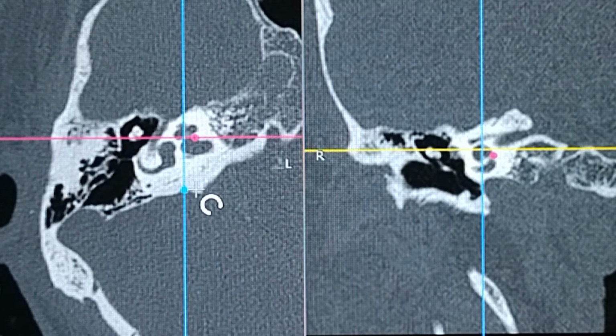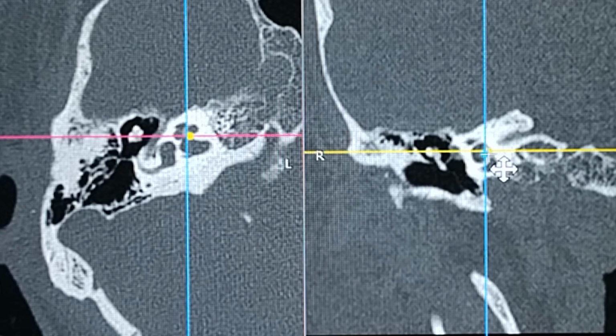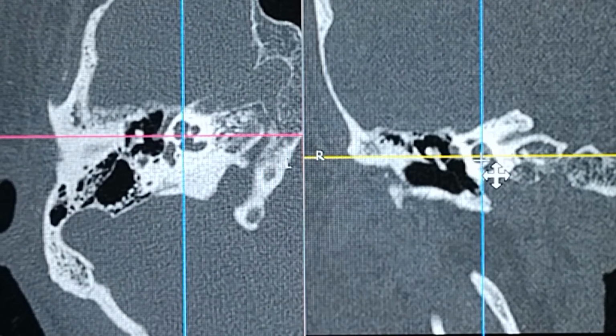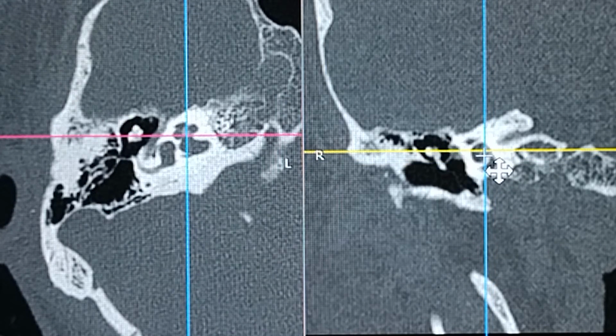Right here should be the cochlear nerve. So if you can see, this was the cochlear nerve right there, and that's the inferior vestibular nerve right there.